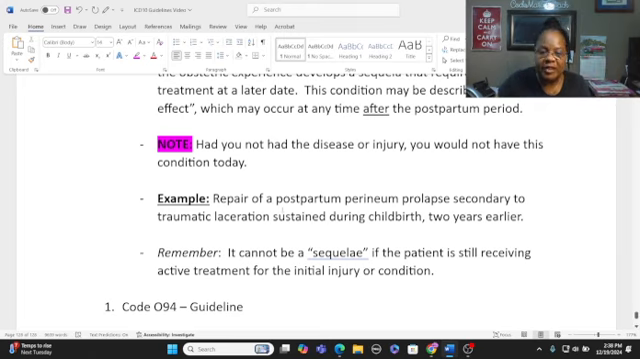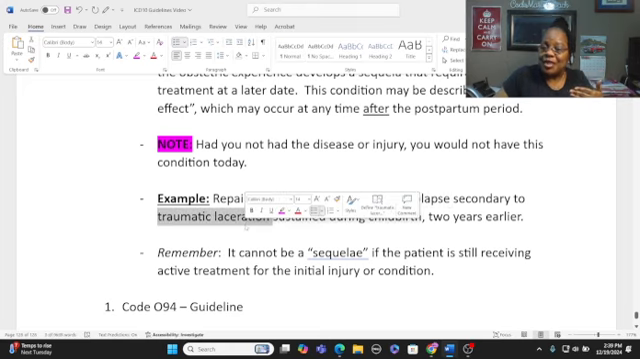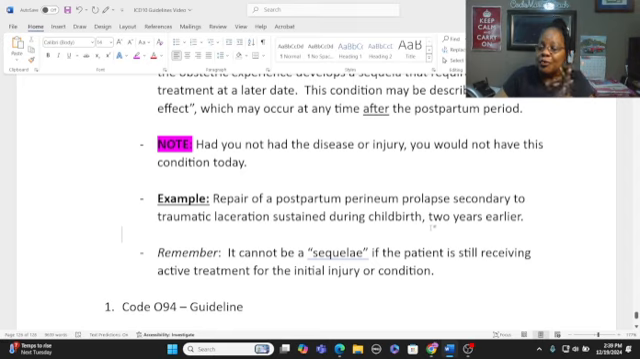Whereas in the previous example, with the repair of a postpartum perineum prolapse, it says secondary to traumatic laceration sustained during childbirth 2 years earlier. So again, today they've got a problem. They've got a perineum prolapse that was due to a traumatic laceration that they had from their childbirth years ago. Now that's a sequela. So I hope that makes sense as far as sequela.